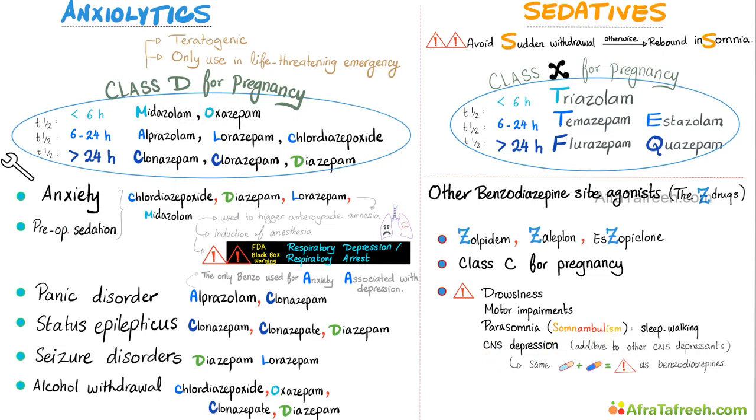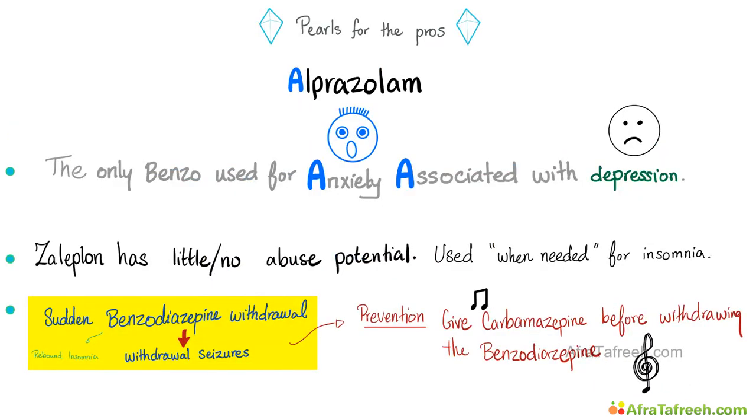CNS depression can happen. Again, it's additive to other CNS depressants. Do not give zolpidem with other benzos. This is too much CNS depression, doofus. My favorite part of the lecture, pearls for the pros. Alprazolam is the only benzo used for anxiety associated with depression. Zaleplon has little to no abuse potential. It's not like 0%, it's just little abuse potential compared to the others.